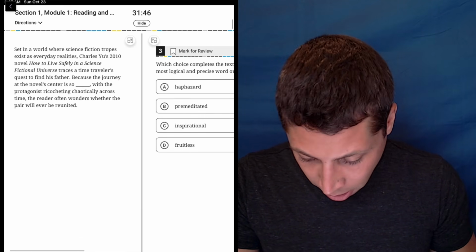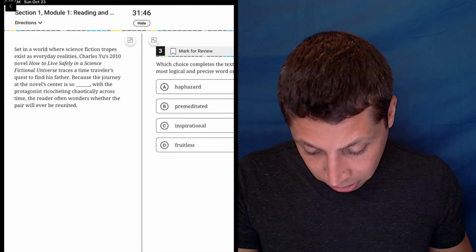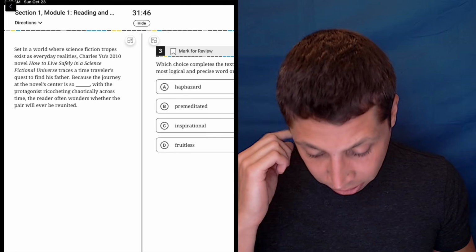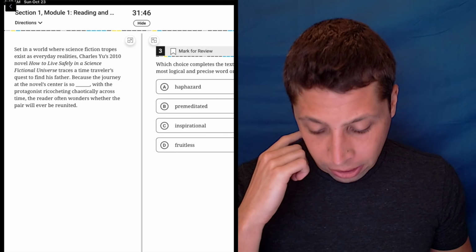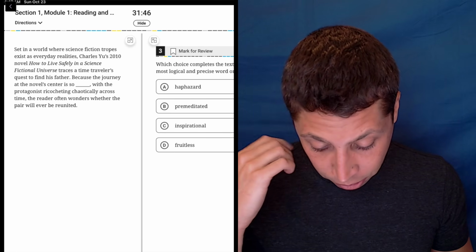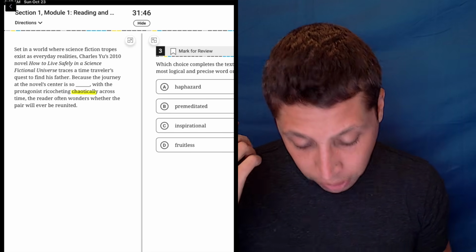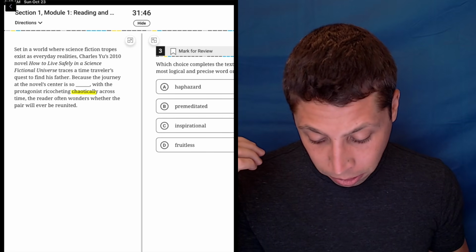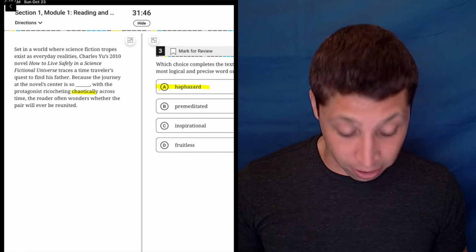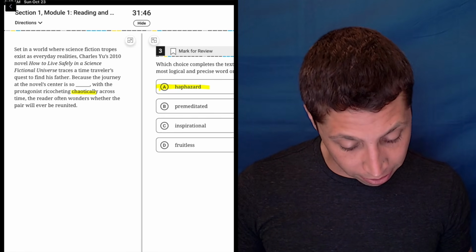Okay. Set in a world where science fiction tropes exist as everyday realities, Charles Yu's 2010 novel, whatever, traces a time traveler's quest to find his father. Because the journey at the novel's center is so something with the protagonist ricocheting, so chaotic, the reader often wonders whether the pair will ever be known. Okay, so something like chaotic, haphazard is a dead-on synonym for chaotic, so that's probably it.